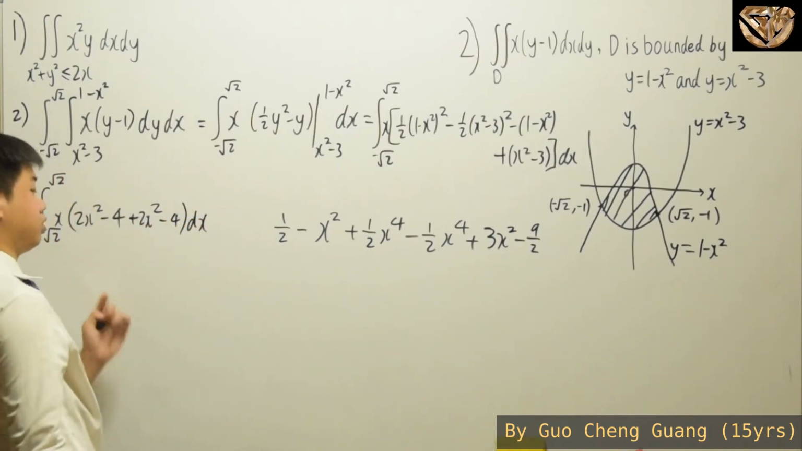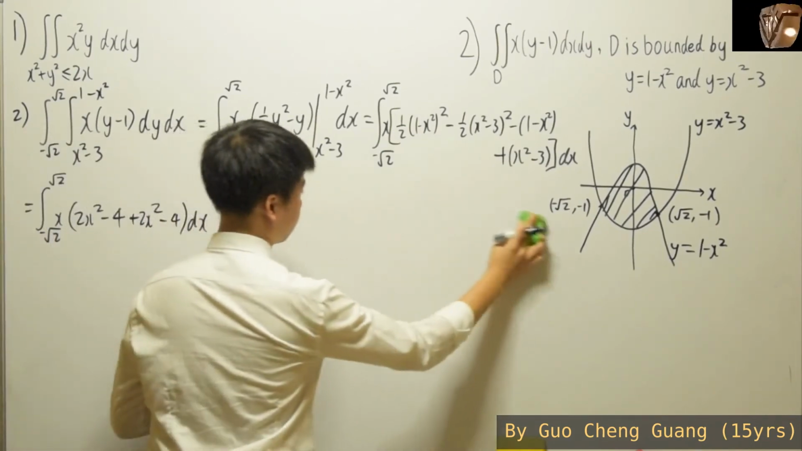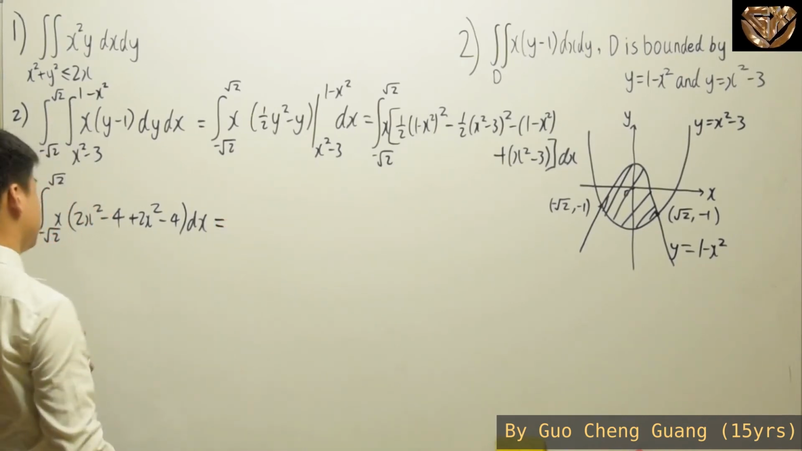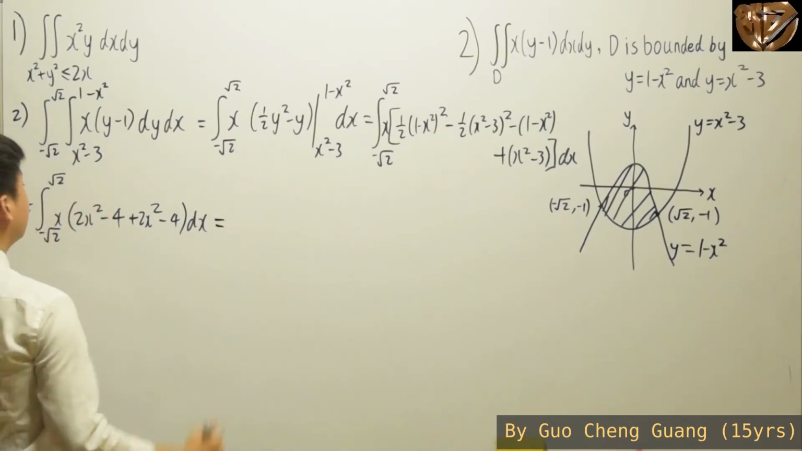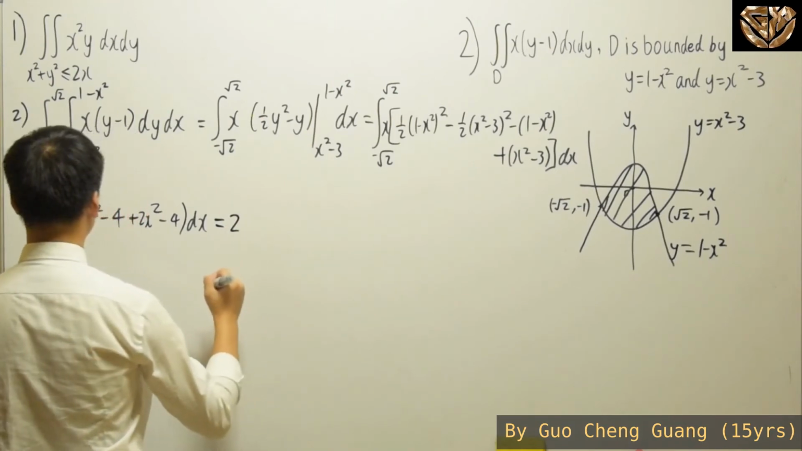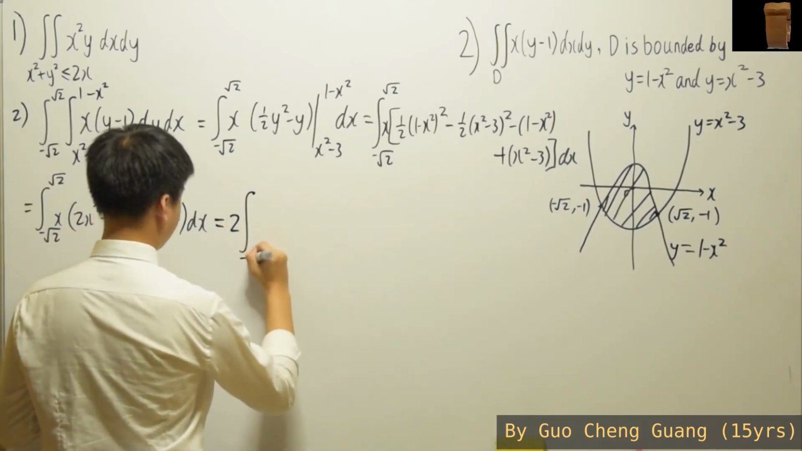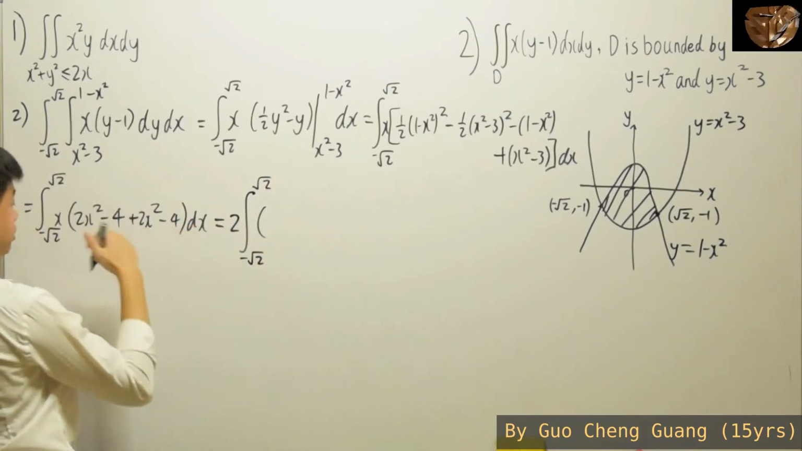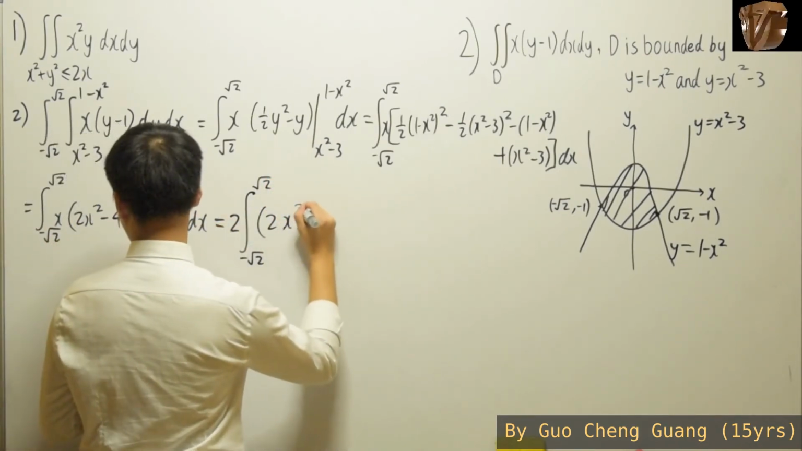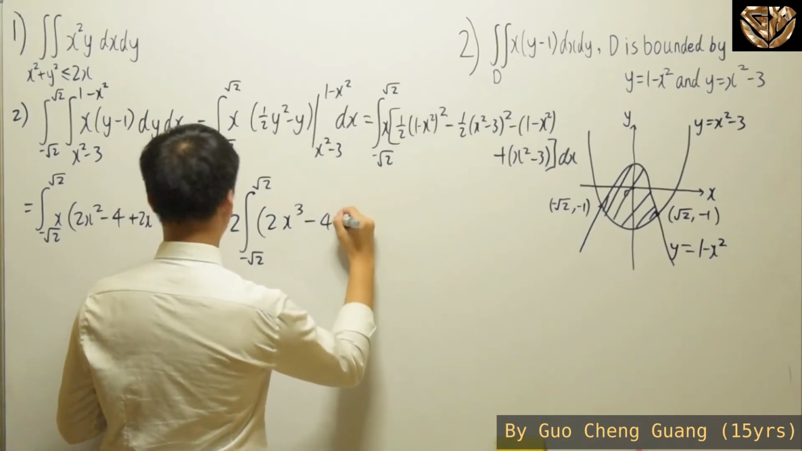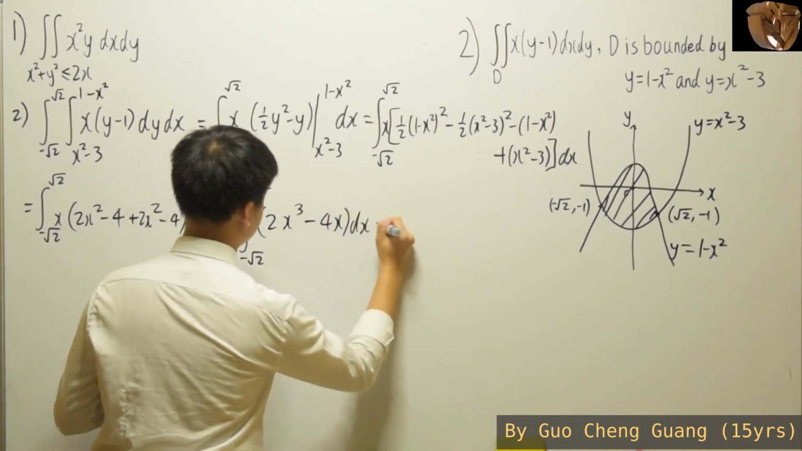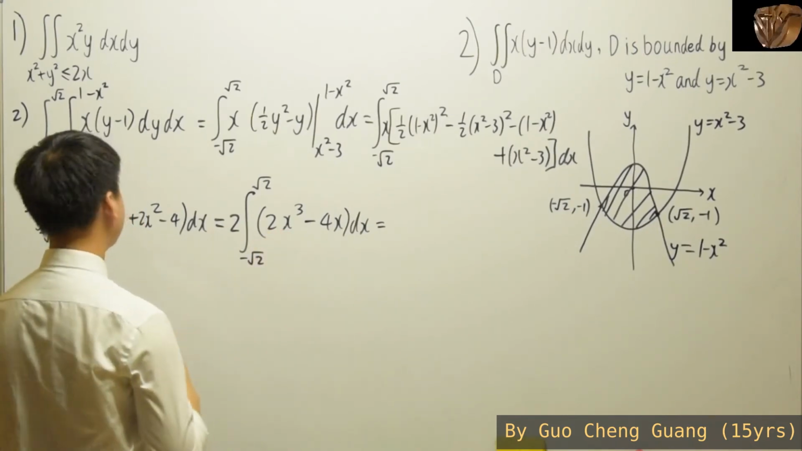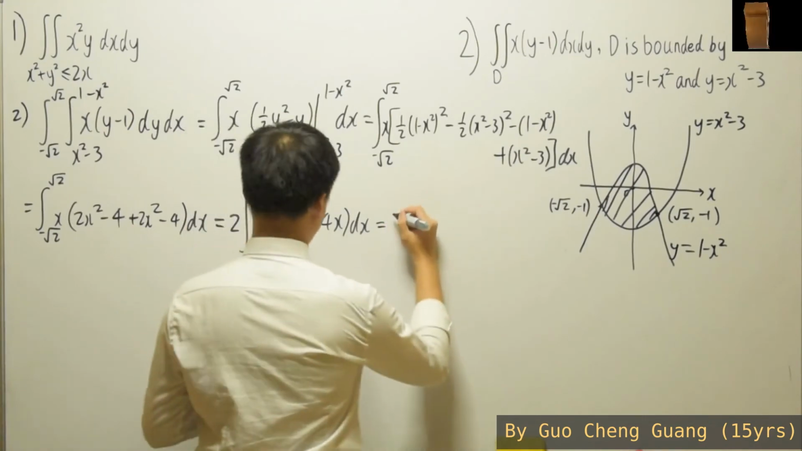Alright, so this is what you're going to have. You realize the first two terms and the last two terms are basically the same, so you can just have 2 integrate from negative square root 2 to square root 2. Then you multiply the x inside, which you'll get 2x cubed minus 4x, then dx. Of course, if you want, you can also take out another 2. Well, now we can integrate it.